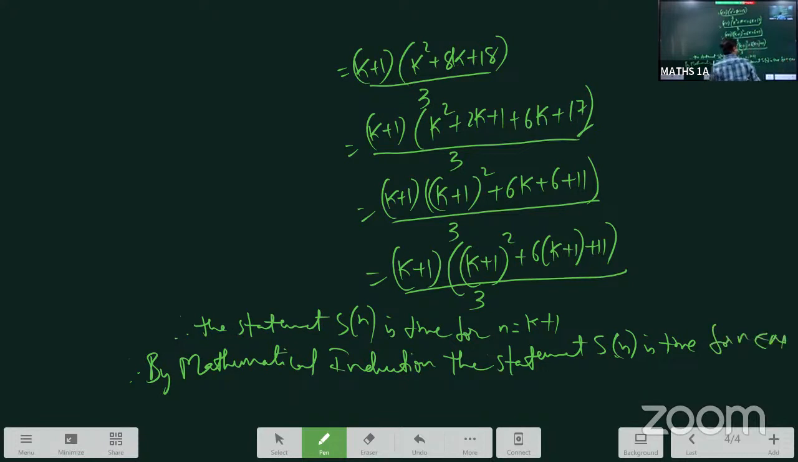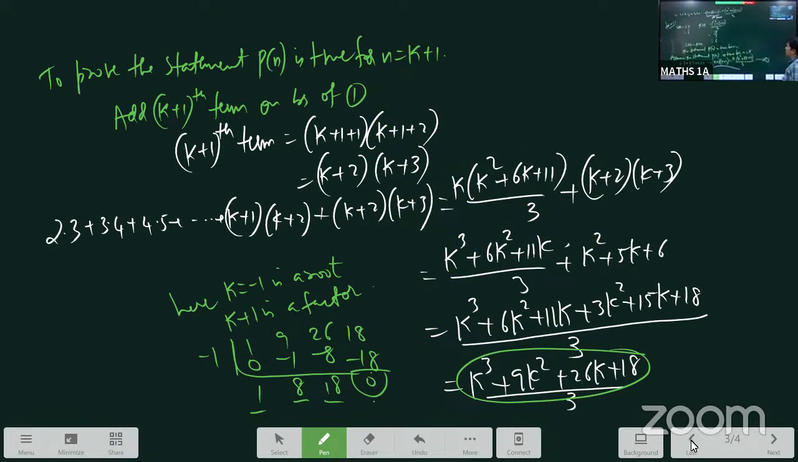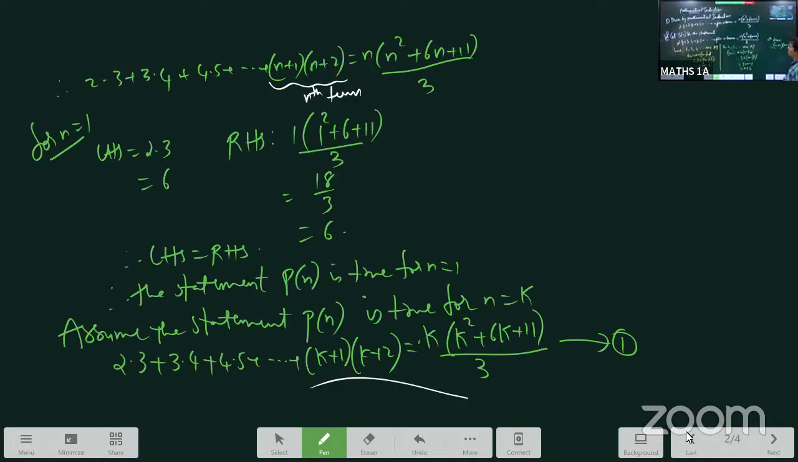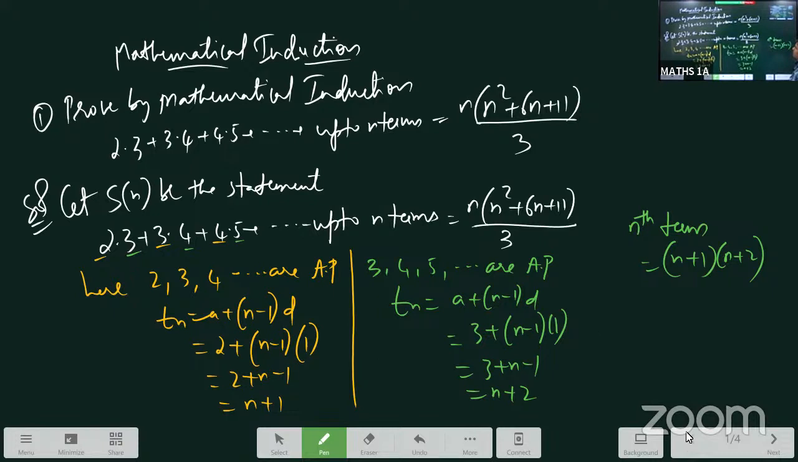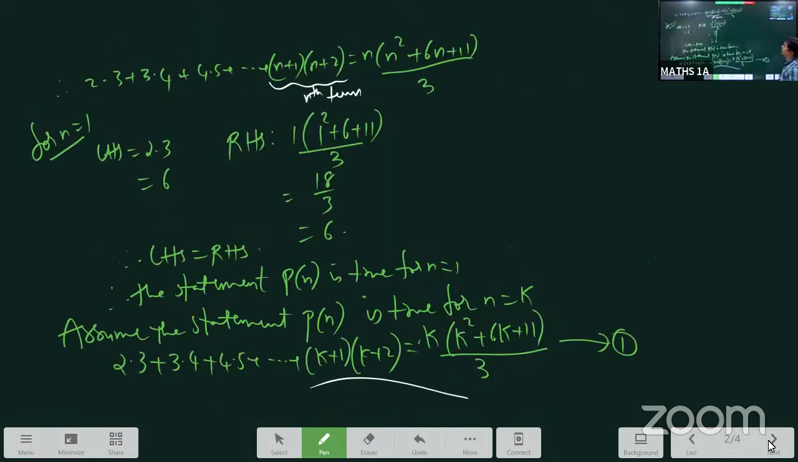This is how you are going to do. Once again, you can have a whole look. Here, nth term was not given. So prove by mathematical induction. This is a question, very important, right? So nth term was not given. We are finding the nth term by checking the first terms: 2, 3, 4, they are in AP. Next, 3, 4, 5, they are also in AP. So a plus n minus 1 into d. Is it clear? Like that, you will get your nth term. Once I get the nth term, I replace that nth term there.